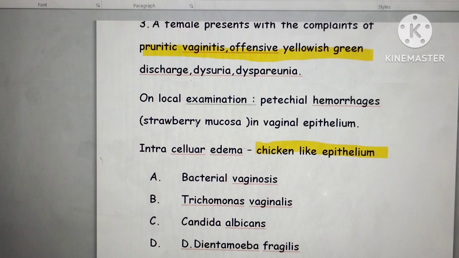Here one clue is that they have clearly given strawberry mucosa. You can make out that it is a strawberry vagina or cervix, so you can easily know it is Trichomonas vaginalis. The second point you want to know is the other term, chicken-like epithelium. You want to remember chicken-like epithelium, which is a new term over here.